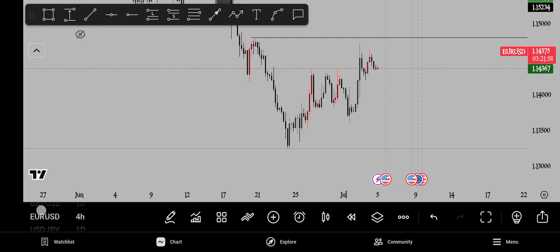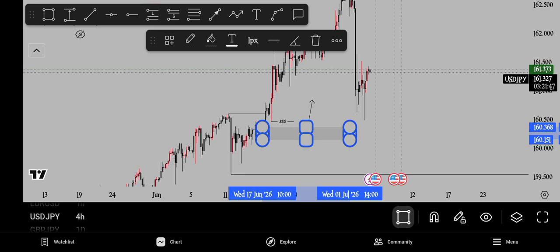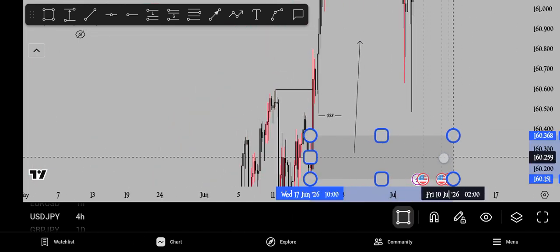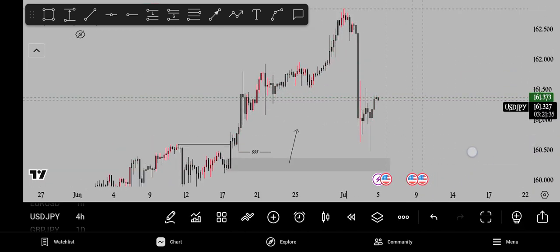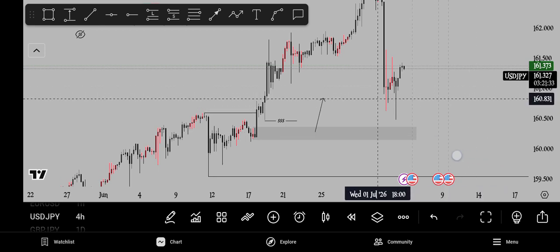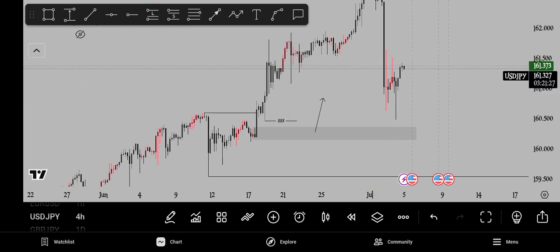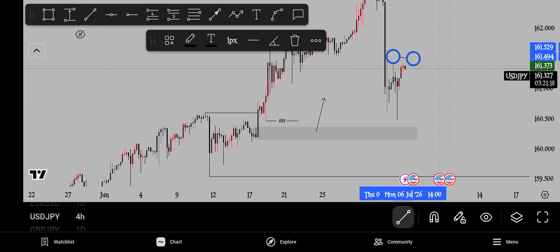On USDJPY, we had this demand since last week. Price is already approaching it. But if you notice, this pair seems to want to misbehave. It created a low, swept up that low. Well, if this should continue, let's watch if this high will be taken out.